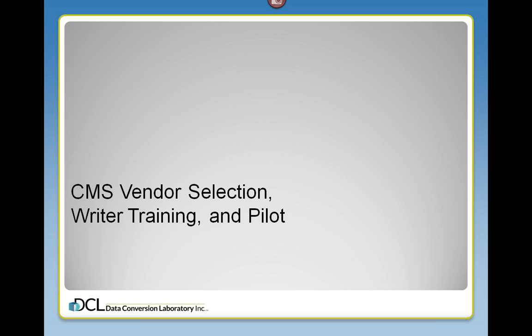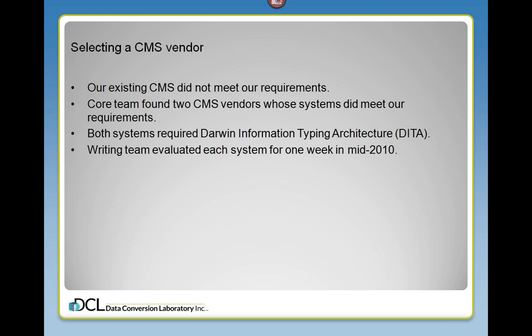Now I'll go to the next stage of the project where we needed outside help, and that's selecting a CMS vendor and writer training and pilot. Now, we already knew from the first that our existing content management system did not meet our requirements. We tried and tried and tried, especially it didn't have versioning, and so it was just not suitable. The core team did a lot of research and found 2 CMS vendors whose systems did meet our requirements. And both of those systems required DITA. So we didn't move to DITA just for the sake of moving to DITA. We did it because it was required. We needed it to meet our design goals.